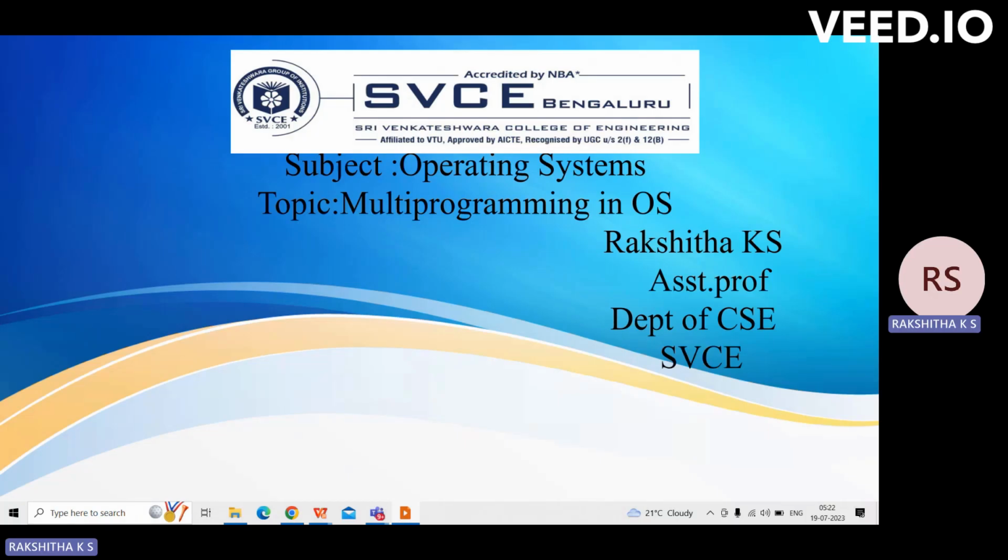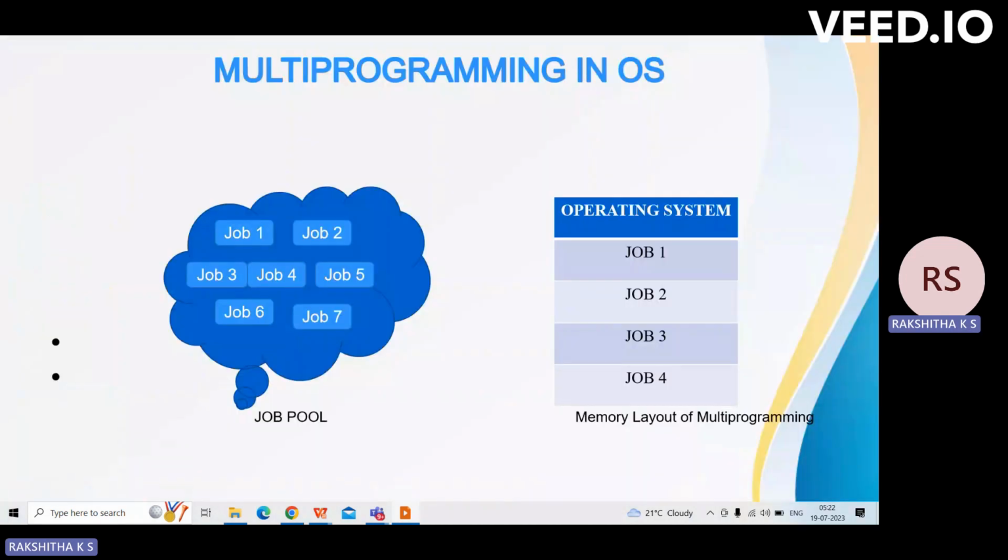Today I'm going to discuss the topic multiprogramming in operating systems. The name itself indicates that multiprogramming means multiple programs can be run at the same time. Here we can represent two different diagrams to explain how the multiprogramming concept exists in the operating system.